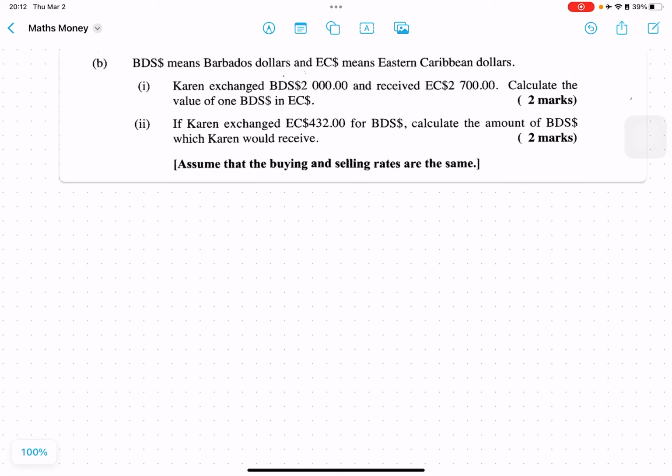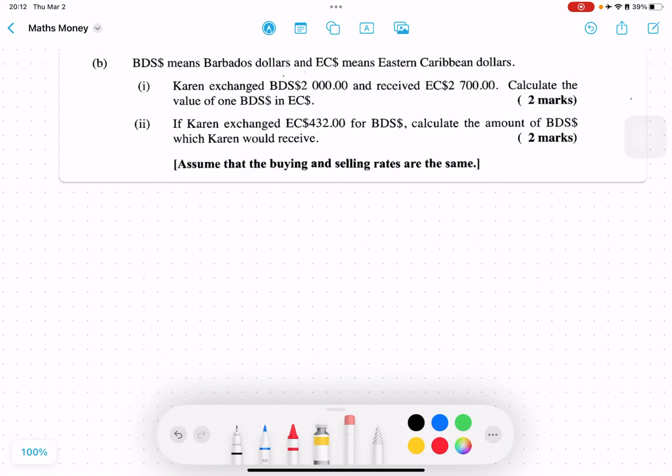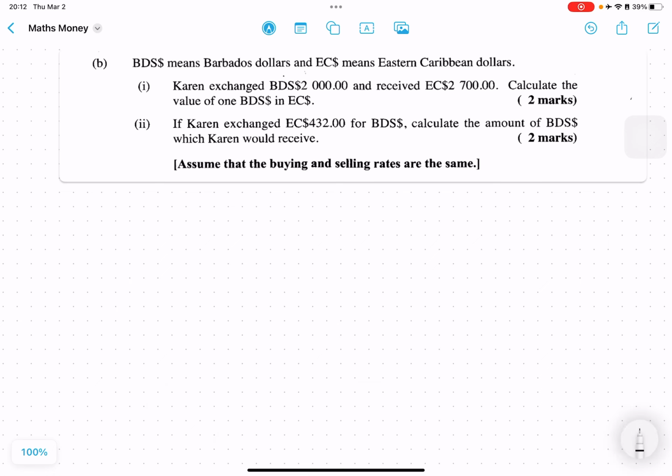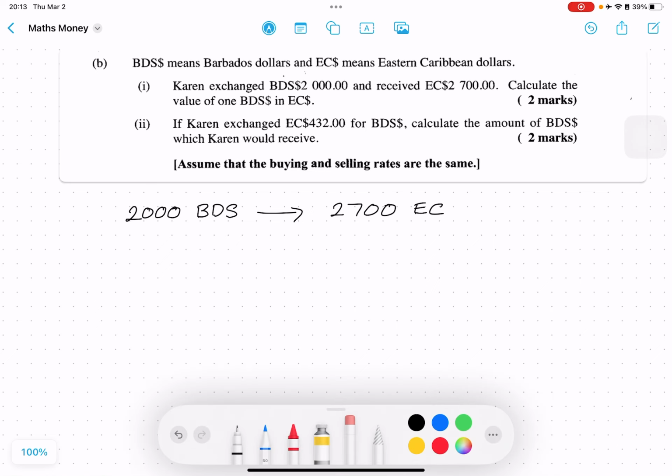So if we write it out like an equation, we would see that 2,000 Barbados dollars, right, was converted to 2,700 Eastern Caribbean dollars. So they are asking us to find the value of one Barbados dollar. And very easily, we can see that if we were to divide this 2,000, let me change the color here.